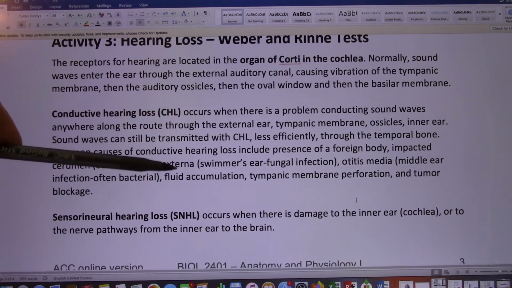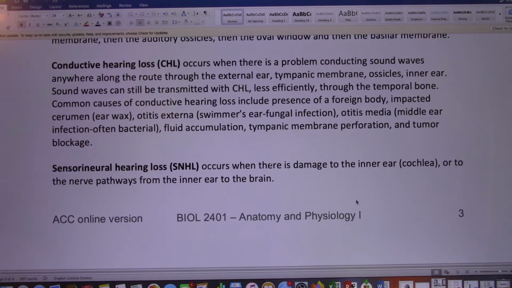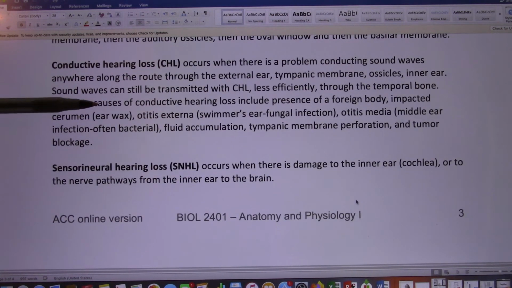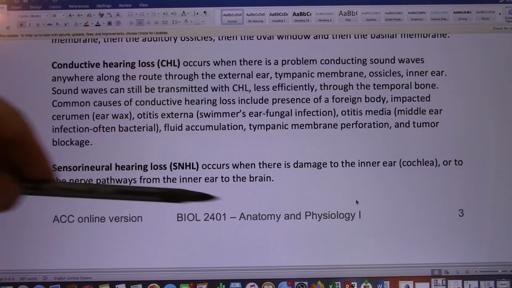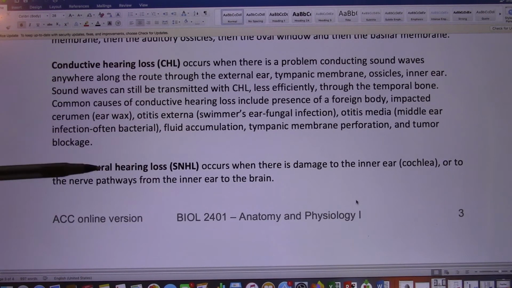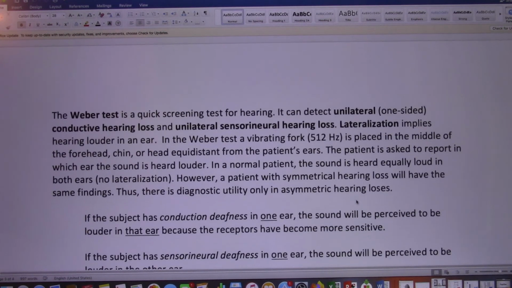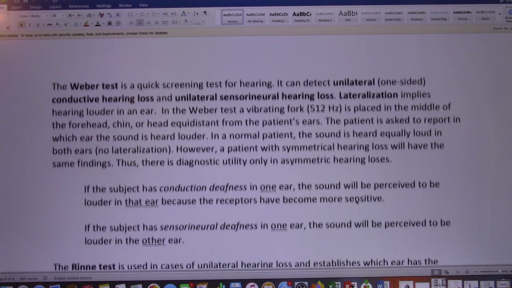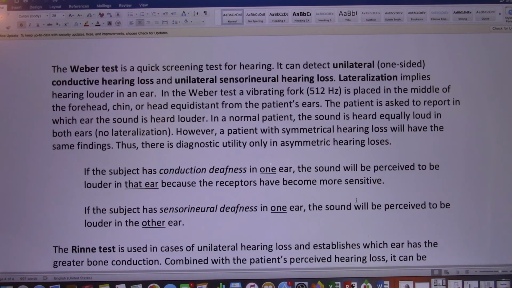So usually it means the damage is before the sound reaches the inner ear. After it reaches the inner ear, the hair cells transfer the mechanical force into neuronal activity. If that part is damaged, it's sensory neuron loss. So we have two different kinds of loss, conductive or sensory neuron. How do we know which one? We have two tests. The first one is the Weber test, which tells whether you have auditory loss.